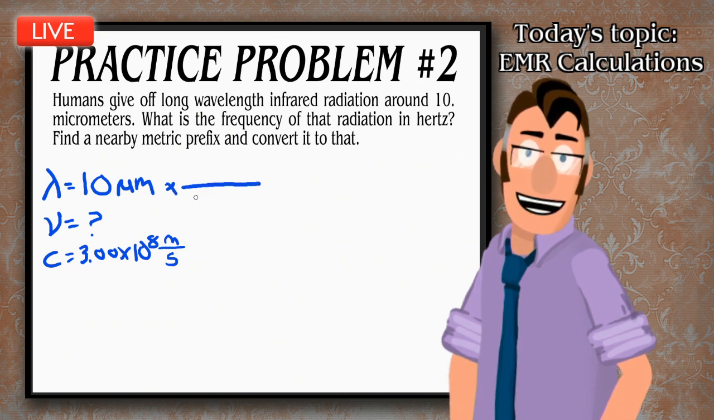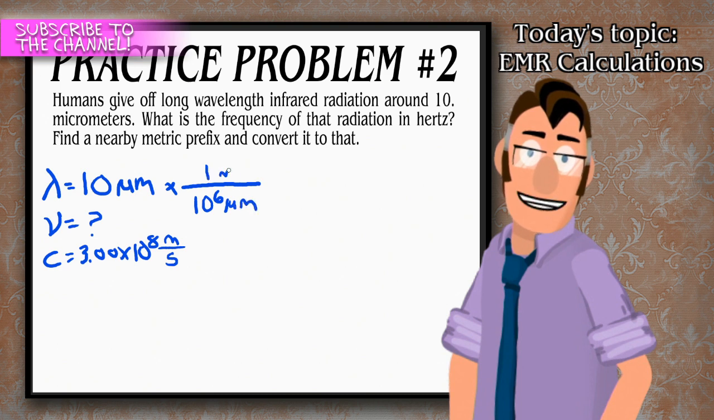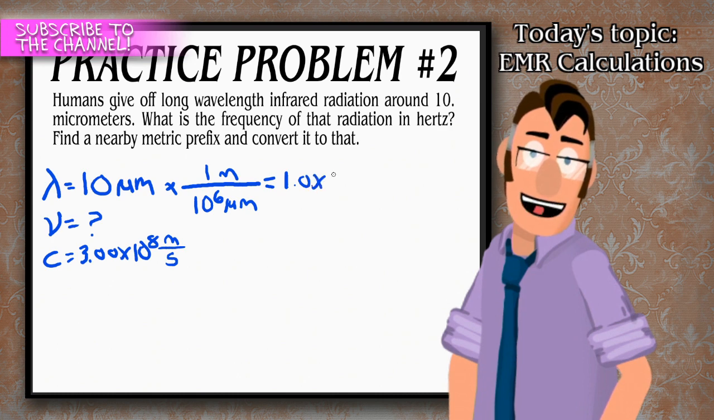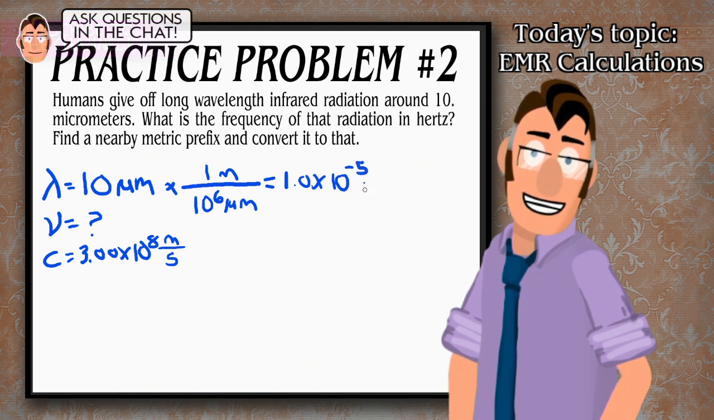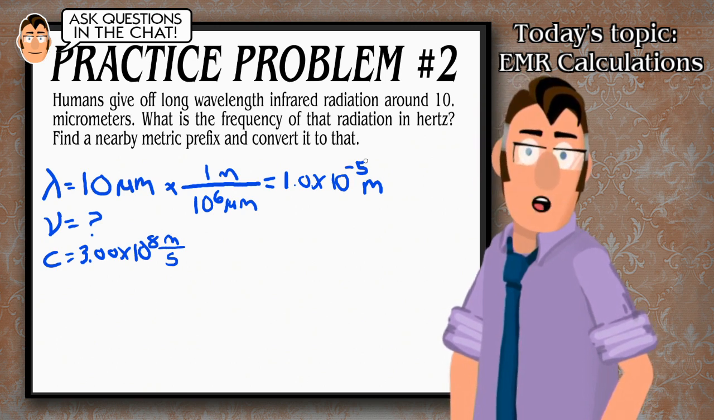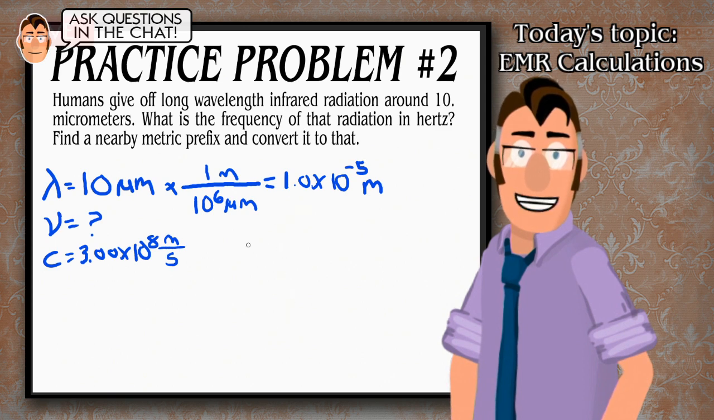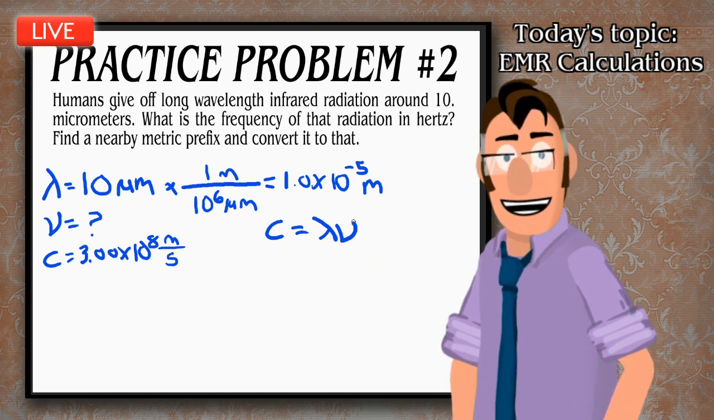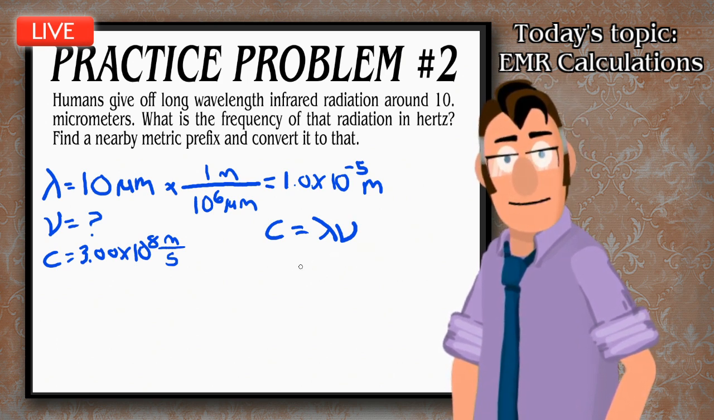Again, a micrometer, we know that there are 10 to the 6th micrometers in 1 meter. So when we do that math, we're going to end up with 1.0 times 10 to the -5th meters. And that's going to be our wavelength. That's about the size of the infrared radiation that you give off. And then we're just going to be plugging it in. Remember, we know the equation c equals lambda nu. Again, feel free to work ahead and make sure that you're getting the answer before I do.